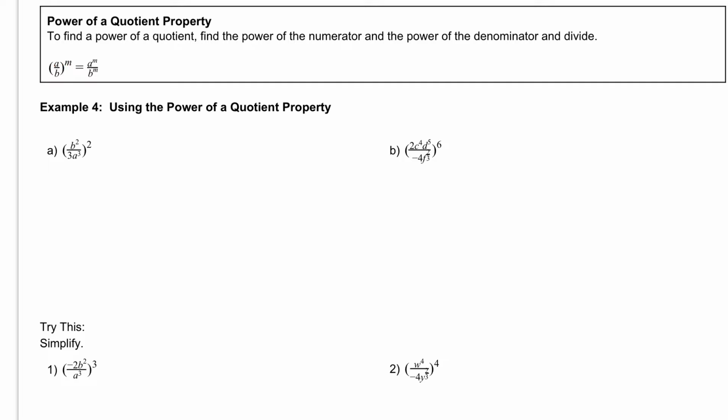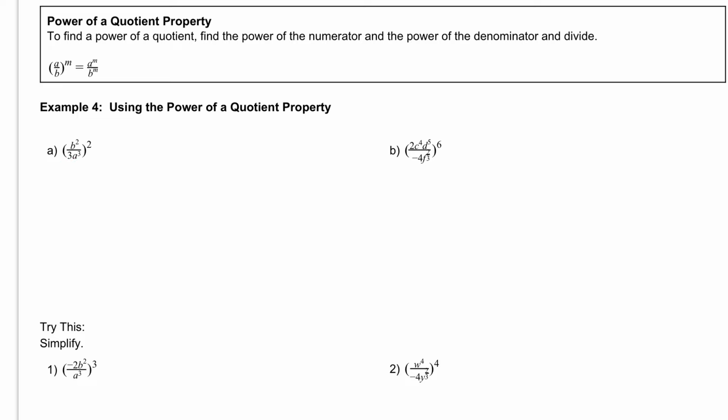The same thing happens where we can take that m and multiply it to the exponents on the inside, giving us a to the m over b to the m. So that's what we're going to be doing here in example 4. If we take a look at letter A, we have b to the second over 3 times a to the third, and all of that's being raised to the second.